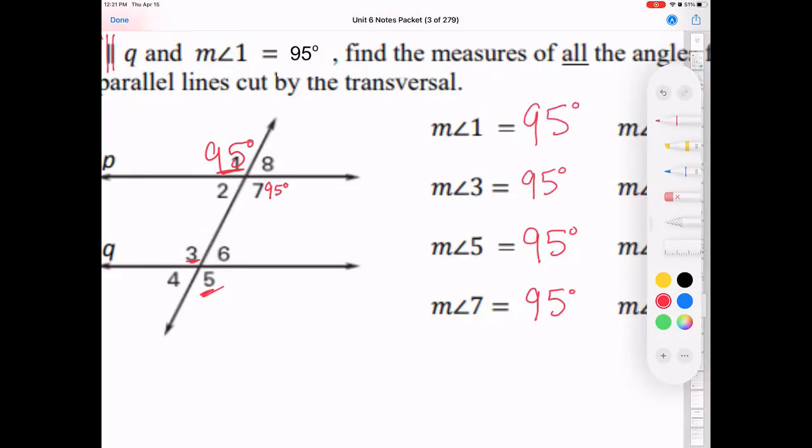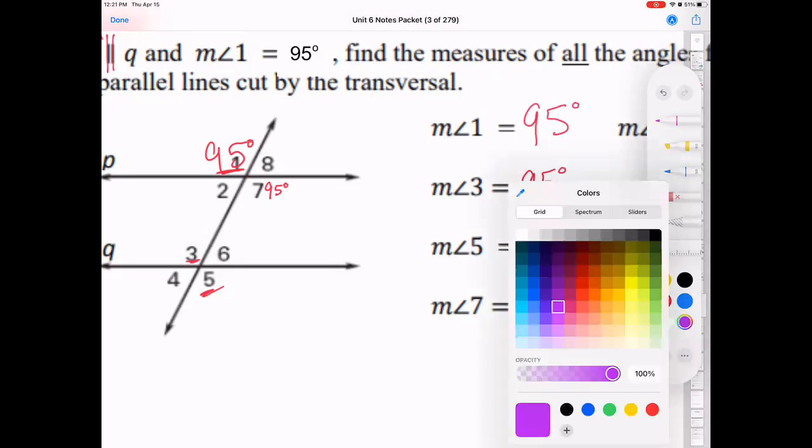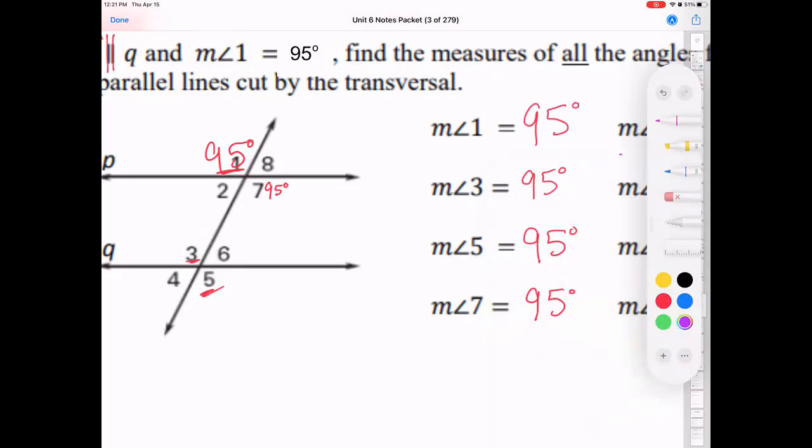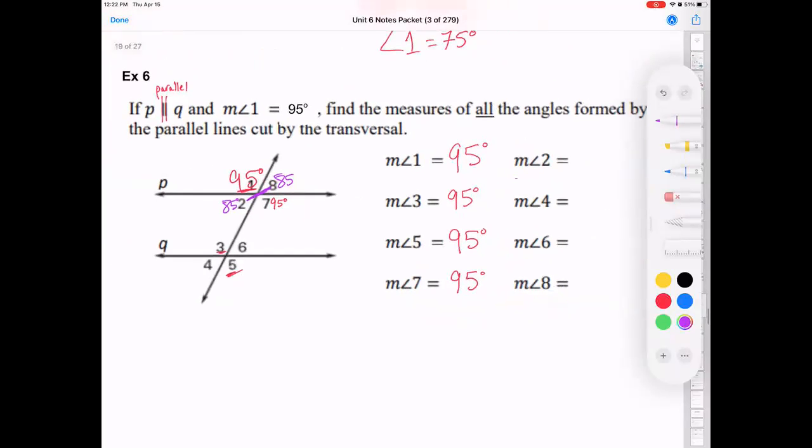So for the others, we have something like angle 8. Let's say we wanted to find out what is 8. This is where supplementary comes into play. So you can find angle 8 pretty quick. Comes out to be 85 degrees. So this is 85. And by default, angle 2 is a vertical angle, which is also 85. So we have angle 2, 85 degrees. Angle 8, 85 degrees.